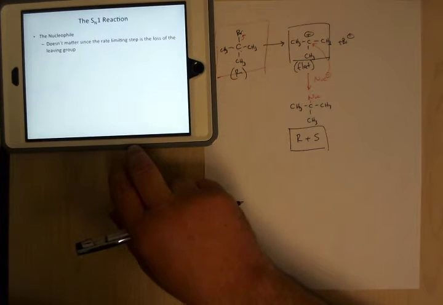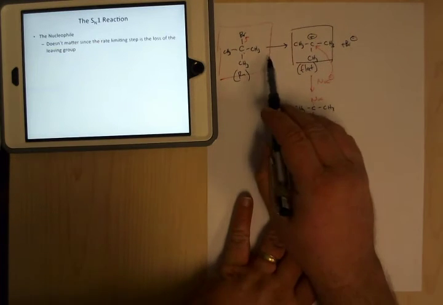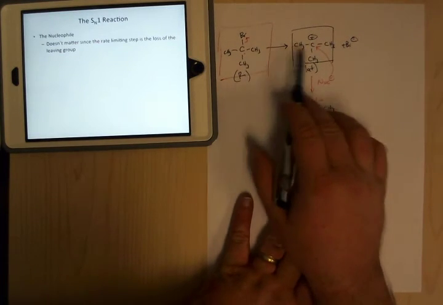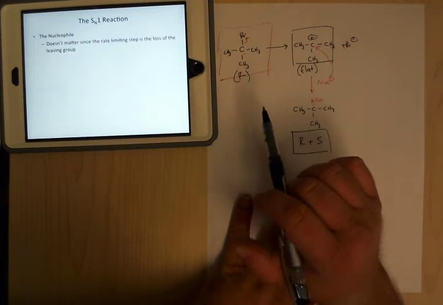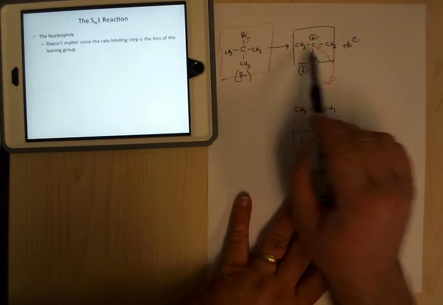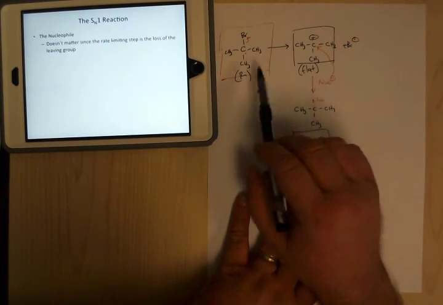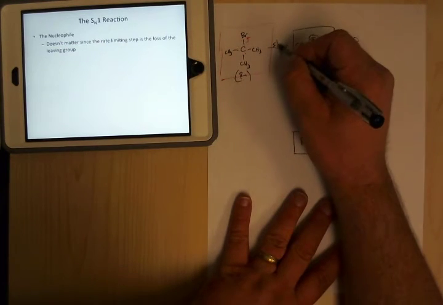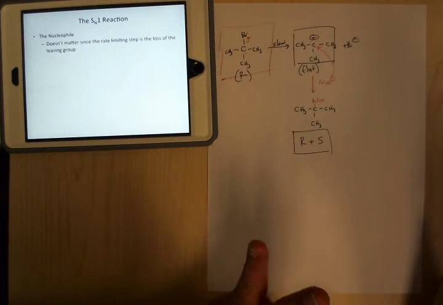The nucleophile does not matter. It doesn't matter what the nucleophile is, because that's not the rate limiting step. The rate limiting step is this right here. So whatever the nucleophile is, it doesn't matter, because that's not what's slowing things down. This is the slow step, so everything after that is fast.